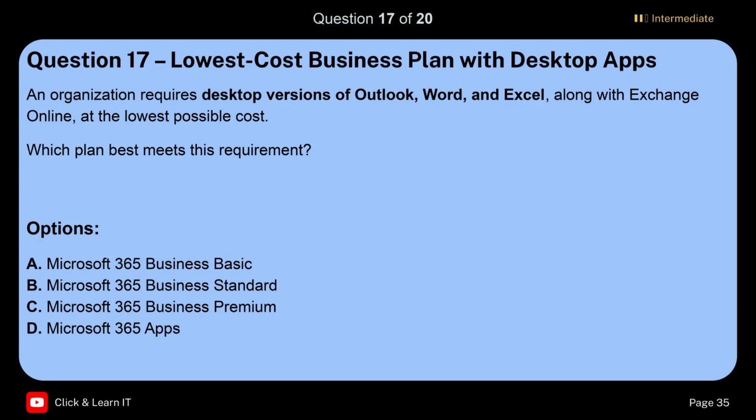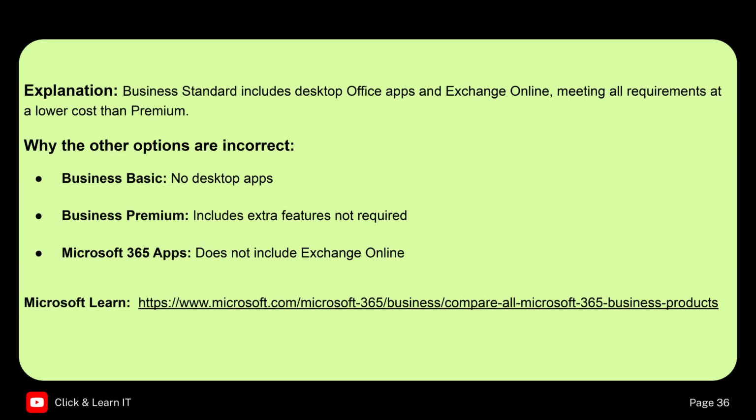Question 17. An organization needs desktop versions of Outlook, Word, and Excel, plus Exchange Online at the lowest possible cost. Which plan best meets this requirement? The correct answer is B, Microsoft 365 Business Standard. This plan includes both desktop Office apps and Exchange Online at a lower cost than Premium.